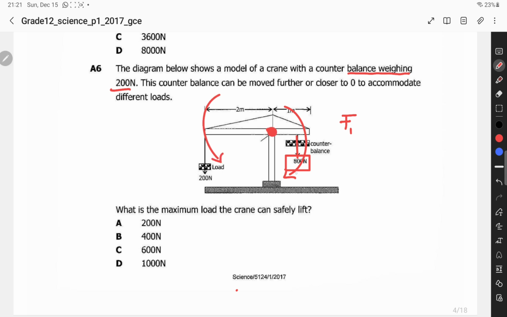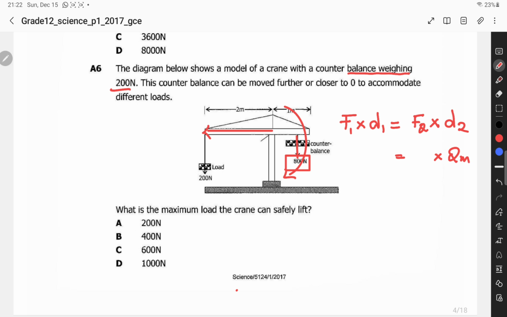So if you look at the clockwise rotation caused by the counterbalance, it will be this, multiplying the distance from the pivot. This has to be equal to the anti-clockwise rotation, and the anti-clockwise is caused by the load. So take F2 to be our load, multiplying the distance from the pivot to the load. When you look at this setup, the distance from the pivot to the load is from here to there. So the distance from the pivot to the load is 2 meters. So here we have 2 meters.